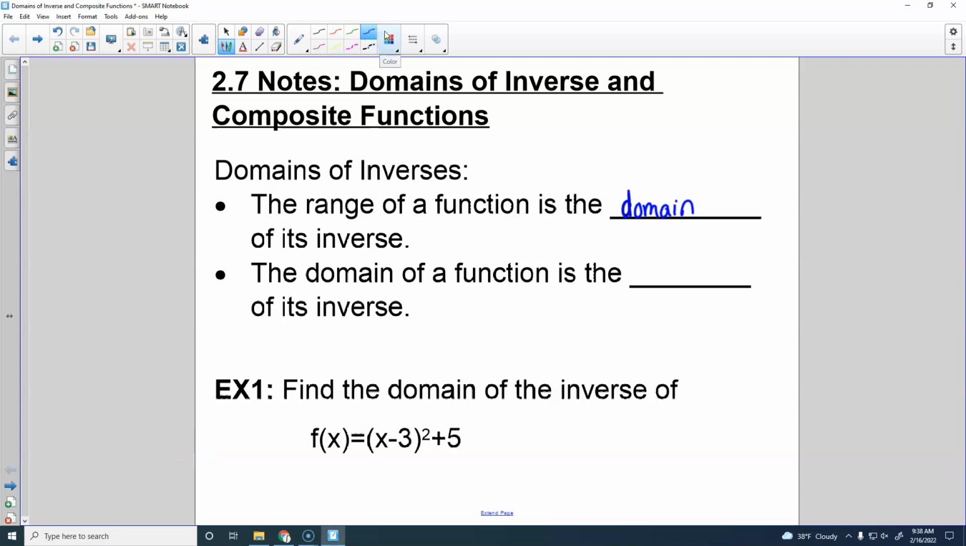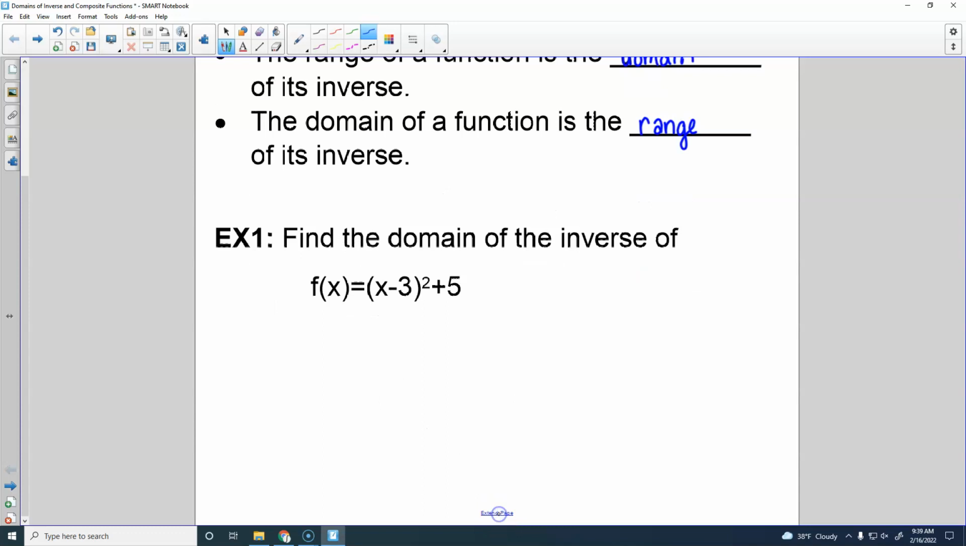And then the domain of a function is the range of its inverse. So think about what we do when we find the inverse. We switch our x and y coordinates, right? So we're switching the x and y. So it would make sense that all of the domain, which is my x's, becomes my range, which is my y's over here.